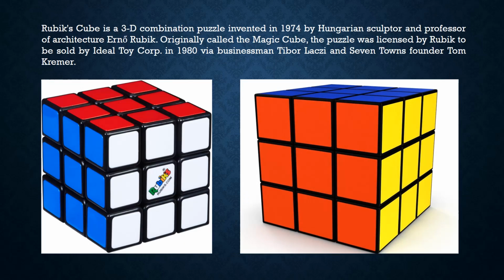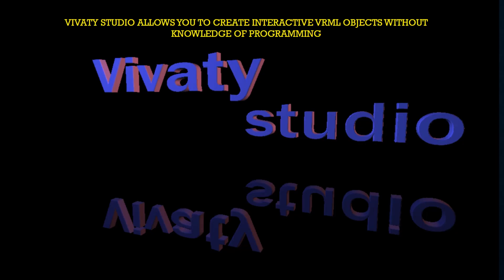So the Rubik's Cube is a 3D combination puzzle invented in 1974 by Hungarian sculptor and professor of architecture Arno Rubik. Then it was given to one toy company for commercial production. So we will be using Vivaty Studio as a web authoring tool. Vivaty Studio allows you to create interactive VRML objects without the knowledge of programming.